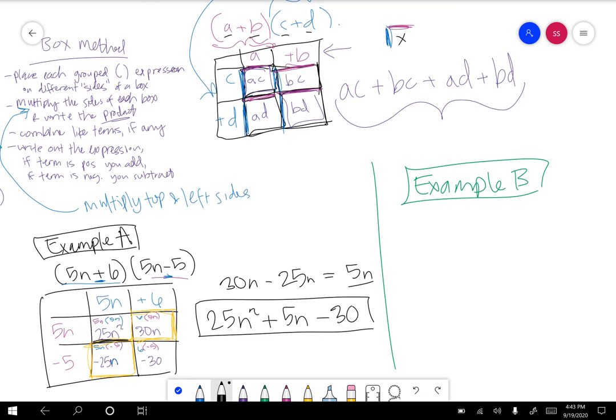Let's do a monomial, so a single term, multiplied by a binomial, so an expression with 2 terms. Switching it up from x, we're going to use v. Not y, v. I don't know why I said y.